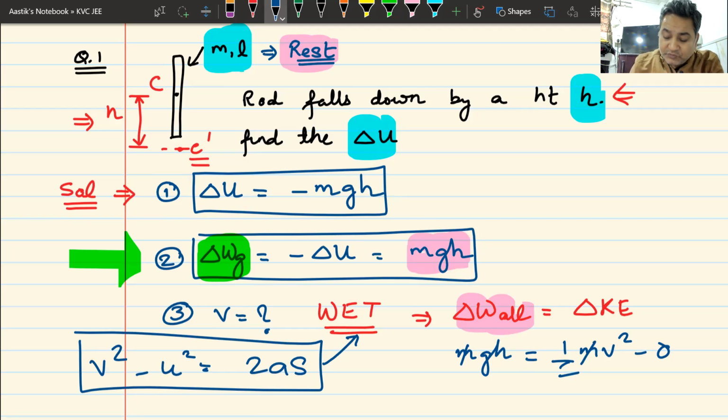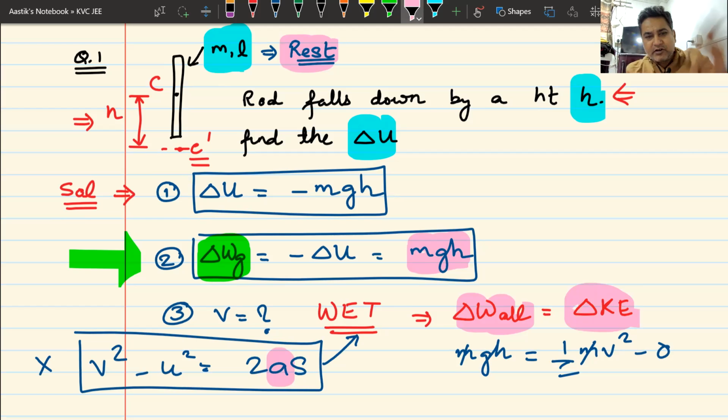So do not use it like this. It is very dangerous if you use it like this, because to use it you must understand that you have to find acceleration, and that acceleration has to be constant. Then only you can apply this. So be careful while you apply this formula. But you can always apply it in the form of the work energy theorem.